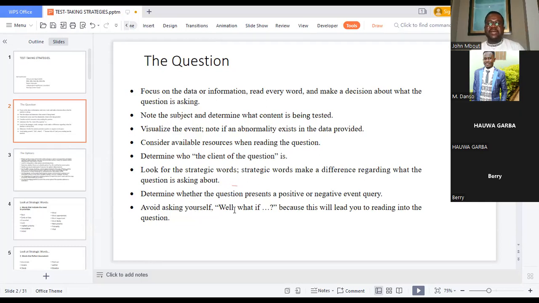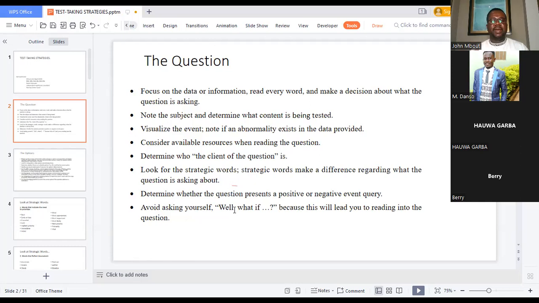Now, determine if the question presents a positive or a negative event query. What does this mean? A positive event query is like they give a scenario and they tell you to identify if the client understands what you're saying.